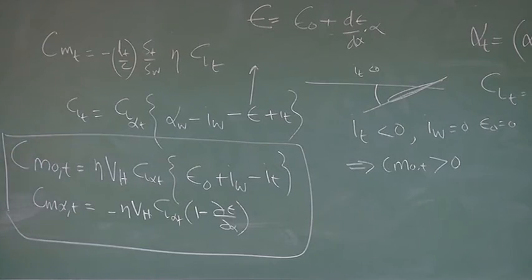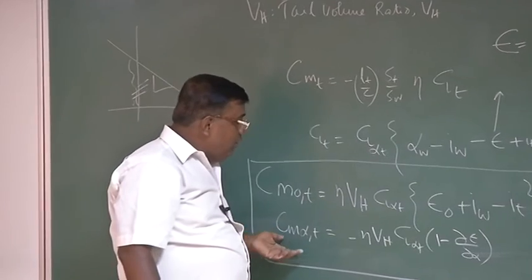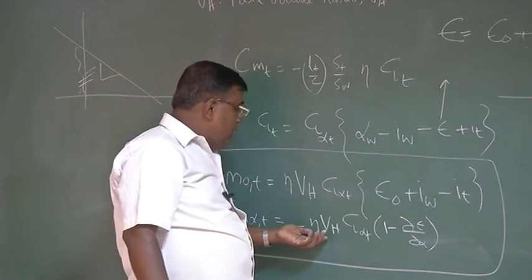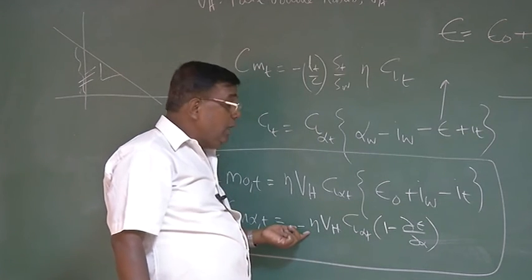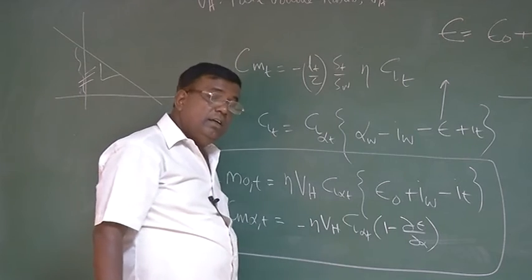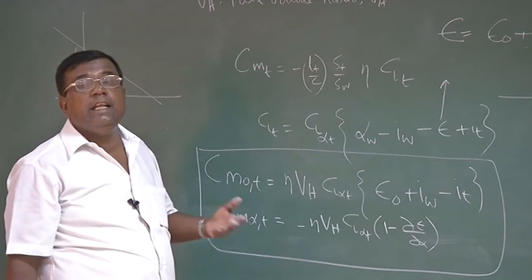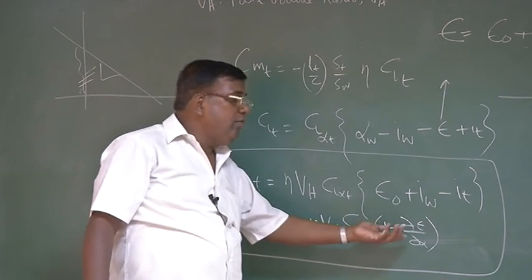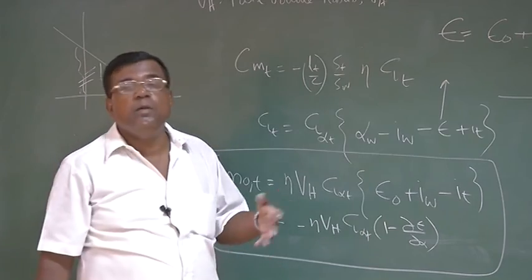Here, the tail also gives a larger value. About the slope, you see, the tail is very clear. Eta positive, VH positive, CL alpha tail positive, and there is a negative sign here. So as long as 1 minus d epsilon by d alpha is positive, it will always give CM alpha tail negative, always stabilizing. The typical value of d epsilon by d alpha is a maximum of only 0.2.